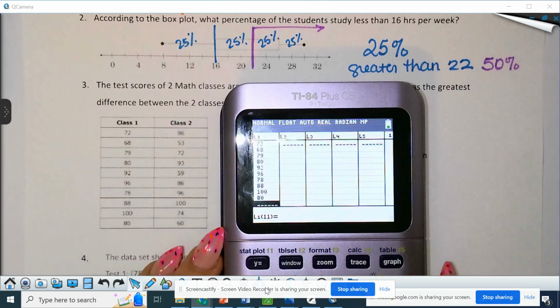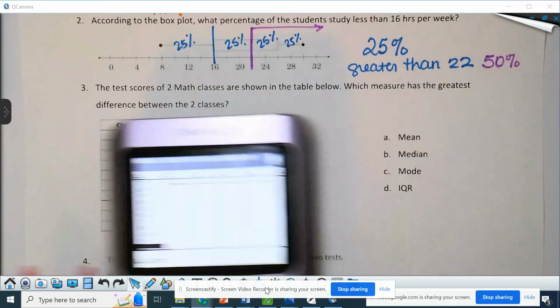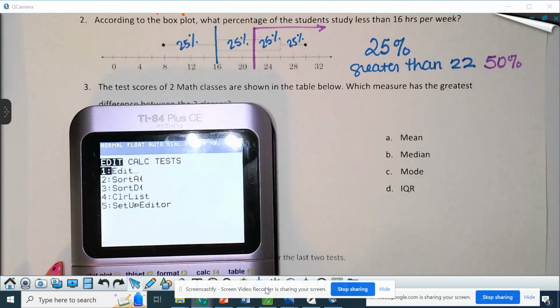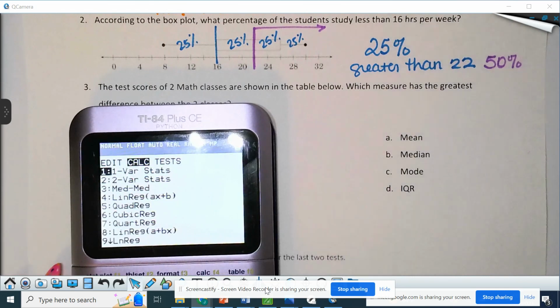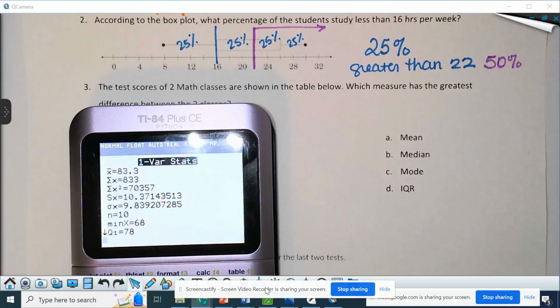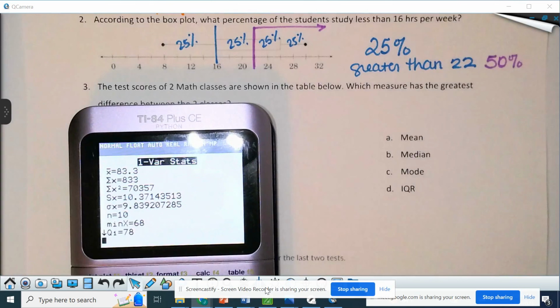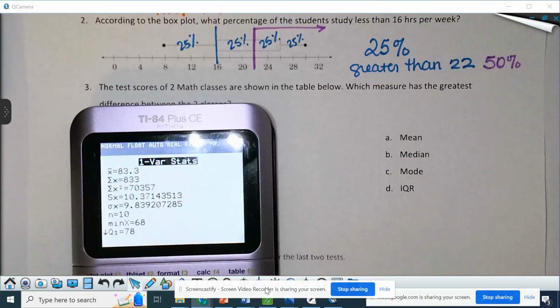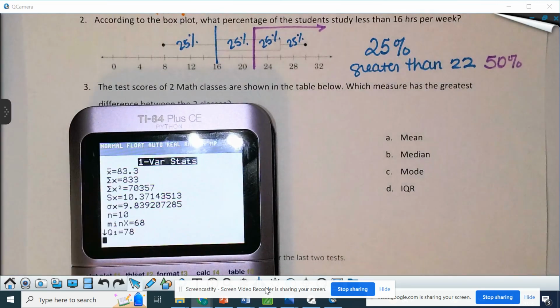So L1. So now that I have all that data in there, I'm going to hit stat, right over to calc. And that's where we're going to get our 1-Var Stats. Go all the way down to calculate. And yours may not have those. I'm pretty sure it does, though, the 3 enters like mine did. It depends on if it's an 84, an 83, if it's been updated, all that good fun stuff. Sometimes it'll go straight to it.